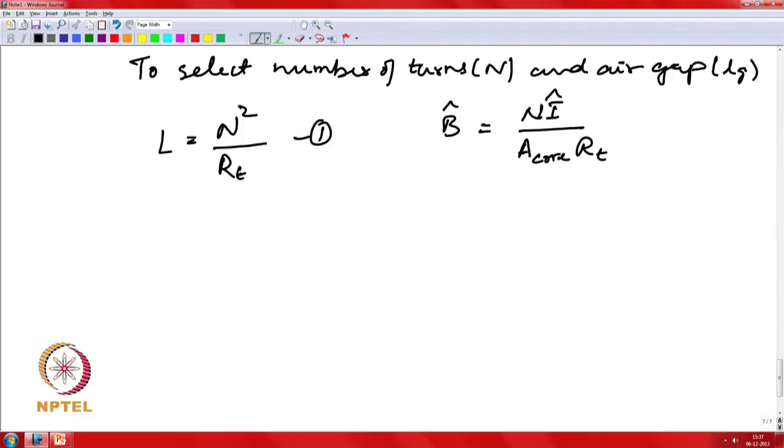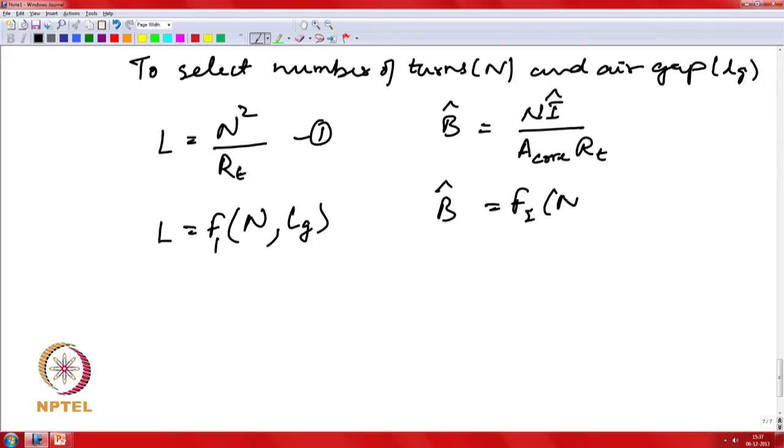So we can see that in this particular expression, you can think of L as being a function of the number of turns, and we saw in the previous slide that the total reluctance is a function of the reluctance of the air gap. So it's actually a function of the air gap. And similarly, you have your B max to be another function of your number of turns and your air gap.